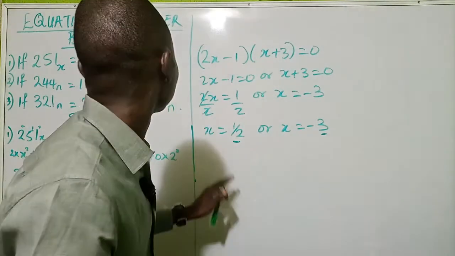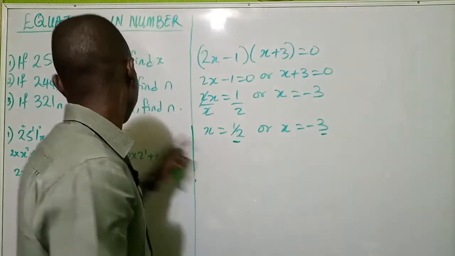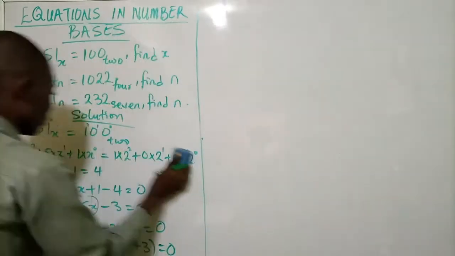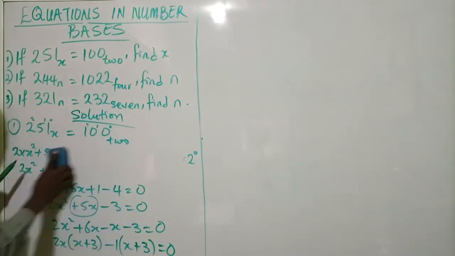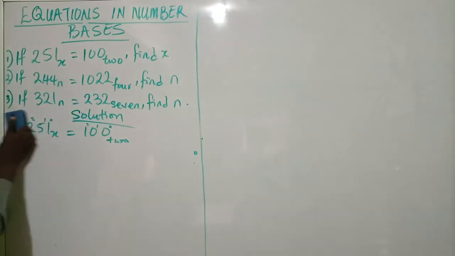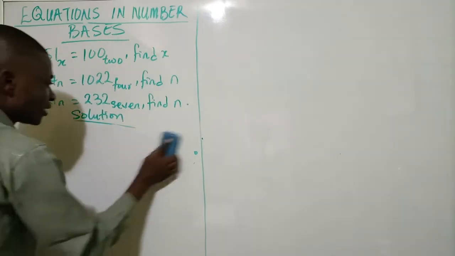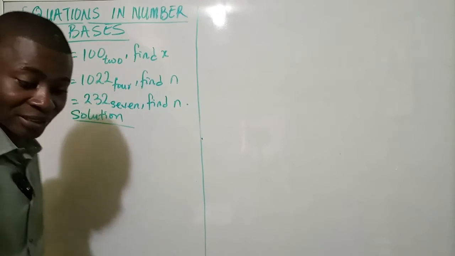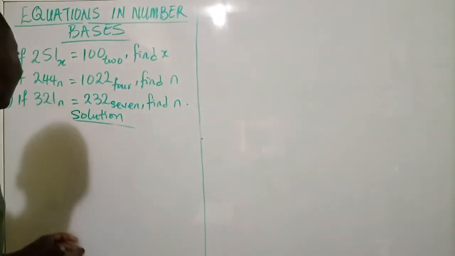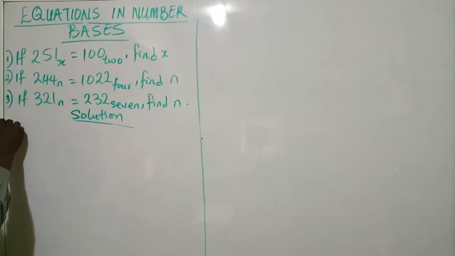So that is it. So we're going to wipe this off now, and then we'll take example 2. Mathematics is actually very, very simple. All you need to do, don't be lazy. Practice, and in no time you will agree with me that mathematics is very, very simple. Now let's take the second one.